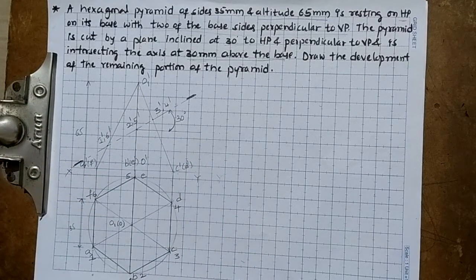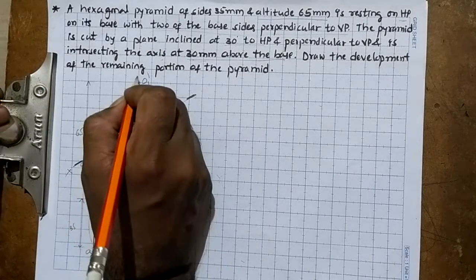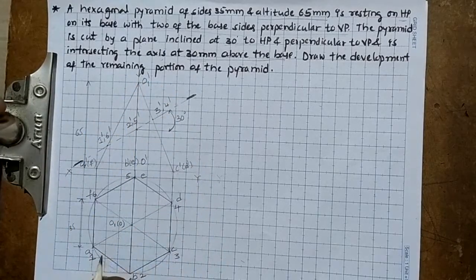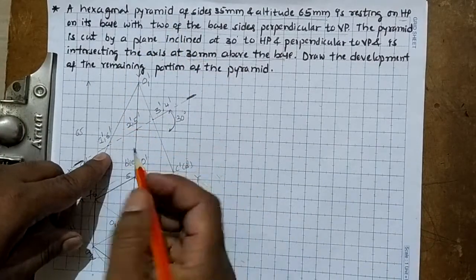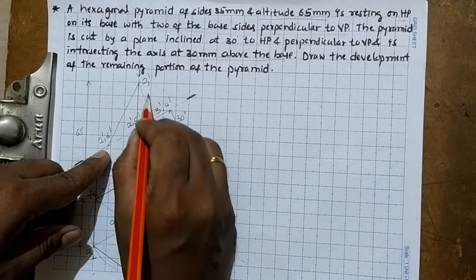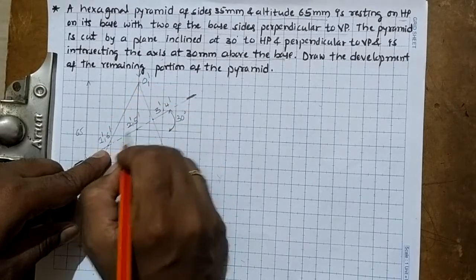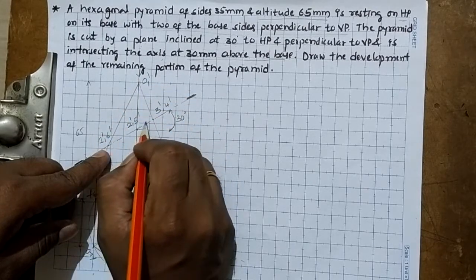But after marking the section points, we should show which portion is the removed portion and which portion is the retained portion. The portion which lies in between the observer and the section point, that portion is the removed portion. We assume that portion is removed. We assume this portion lying between the observer and the section point is the removed portion.